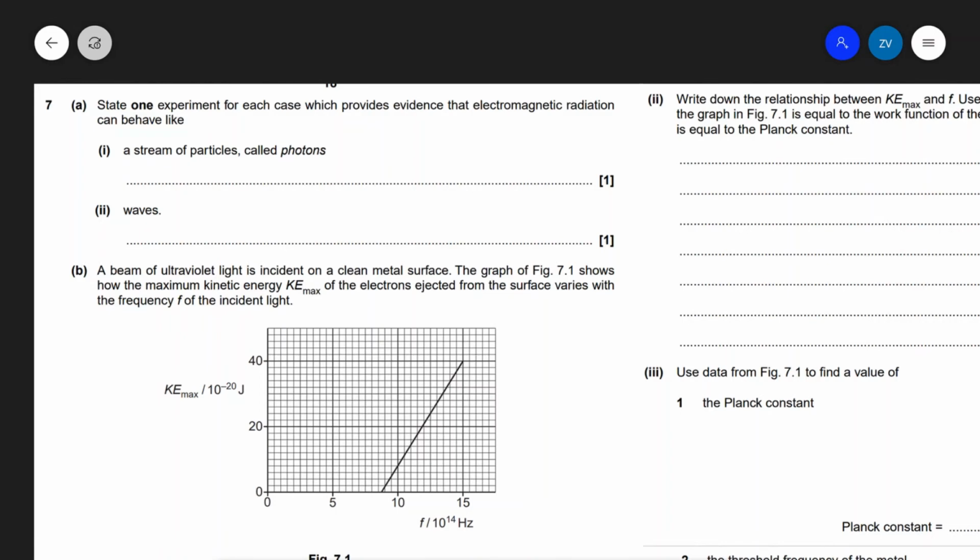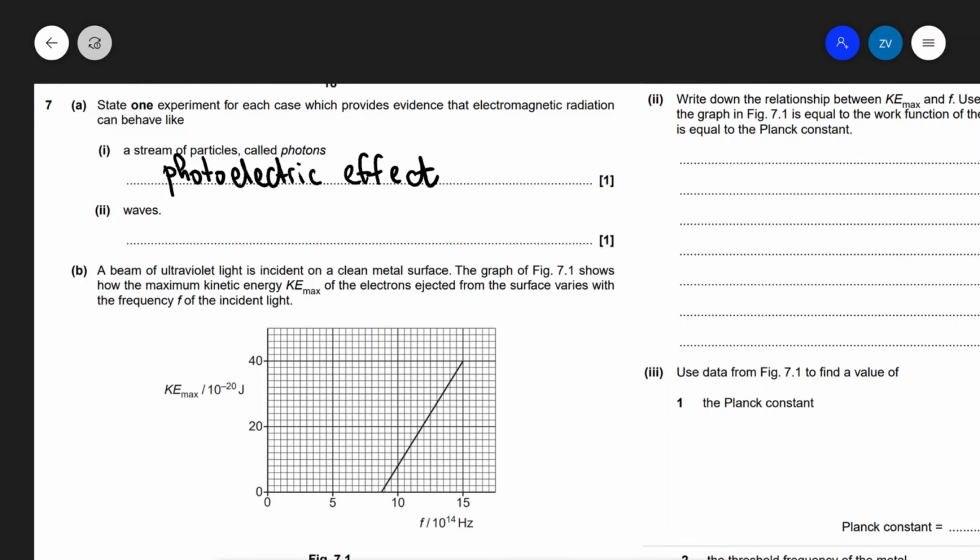So, state one experiment for each case which provides evidence that electromagnetic radiation can behave like a stream of particles called photons. Well, the photoelectric effect definitely proves that, so I can write the photoelectric effect. Please note that this is the general effect that shows that light can behave as particles. So we shouldn't really write the gold leaf electroscope. We have to be more specific than that.